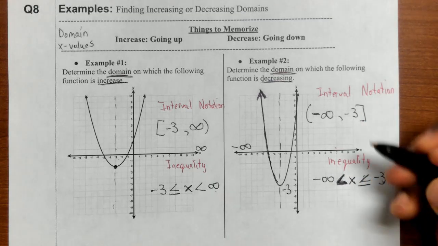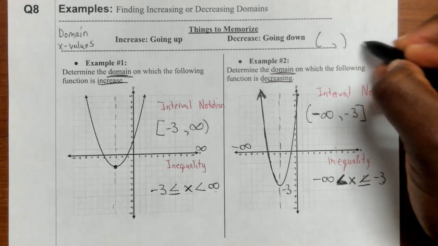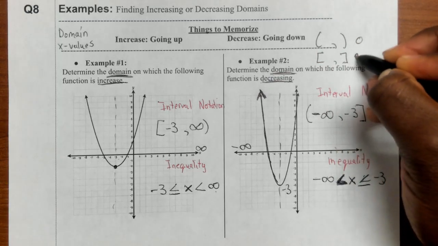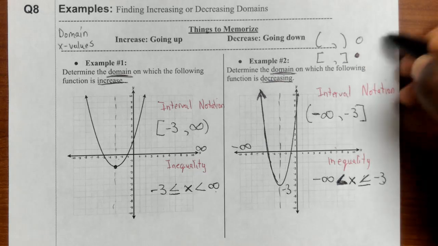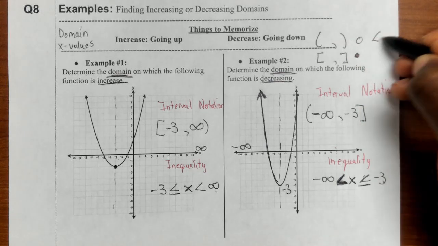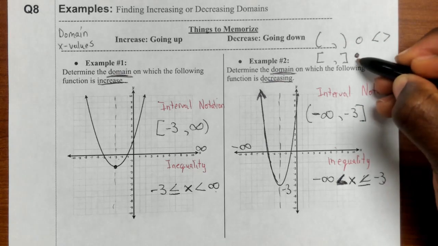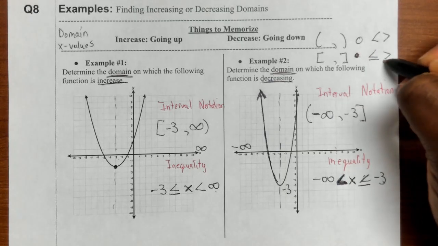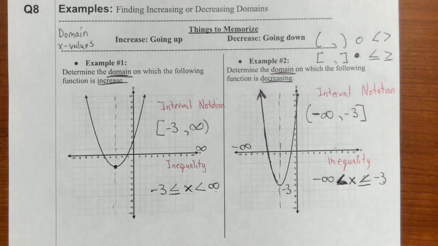Bracket means it's closed. So again, remember, parentheses means open, and bracket means closed. So again, parentheses when there's a less than or greater than sign, and a bracket or a closed dot is when there's a less than or equal to or a greater than or equal to. Okay, so again guys, just like that.